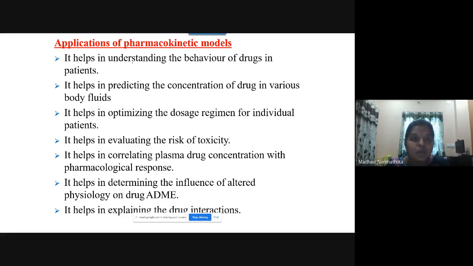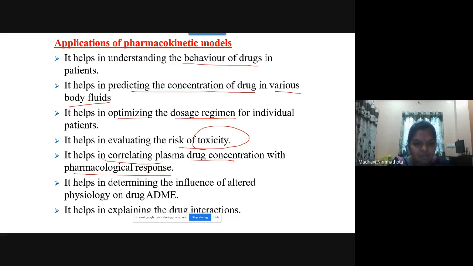It helps to understand the behavior of drugs in the patients, and it will be helpful for predicting the concentration of drugs in various body fluids. It helps in optimizing the dosage regimen, and it is also useful to calculate the toxicity. It is useful to correlate the plasma drug concentration with the pharmacological response, and it is useful for determining the influence of altered physiology on ADME, and it explains the drug interactions also.